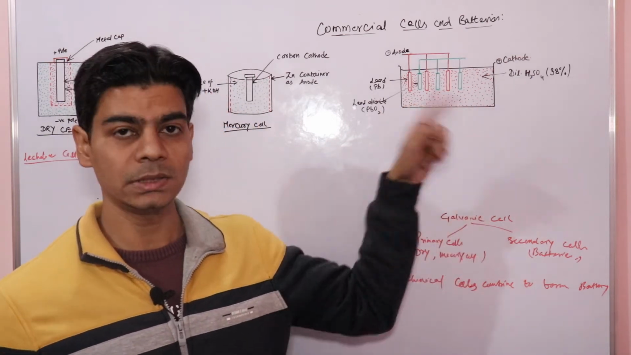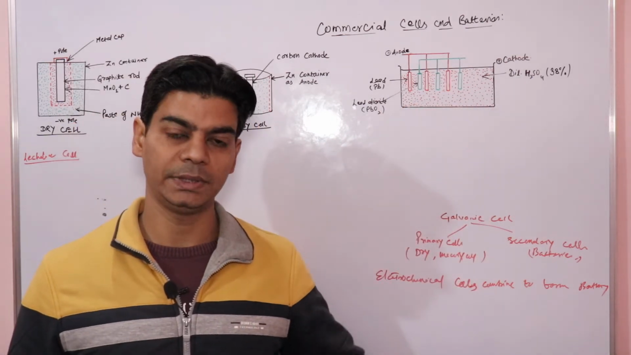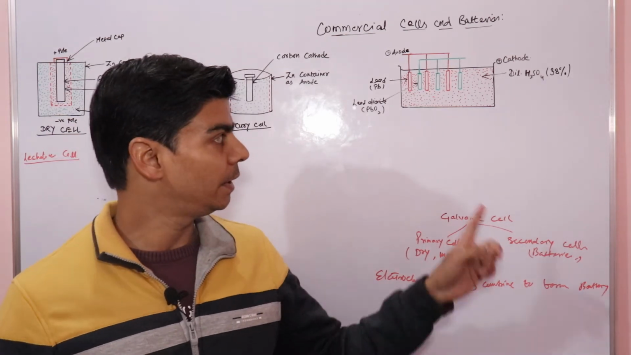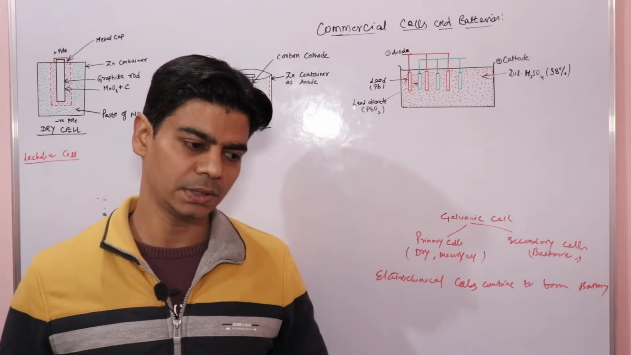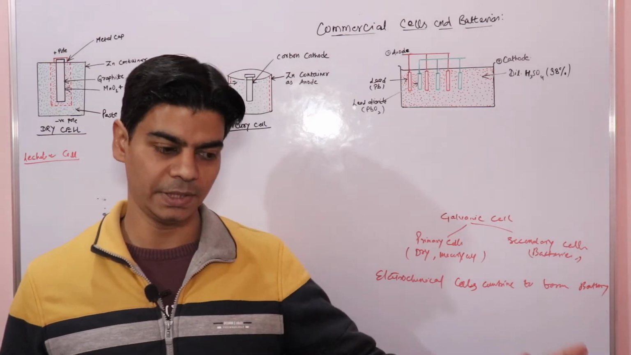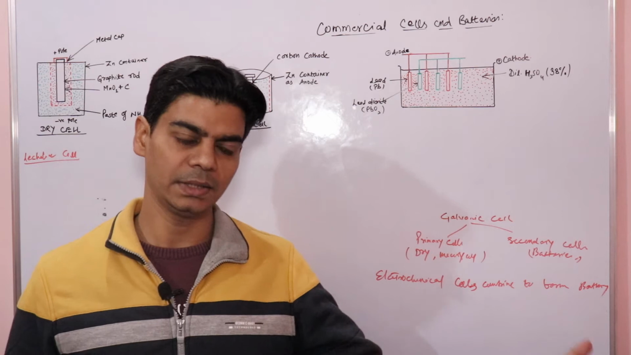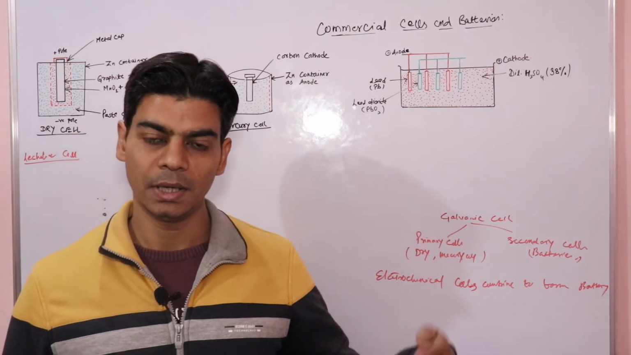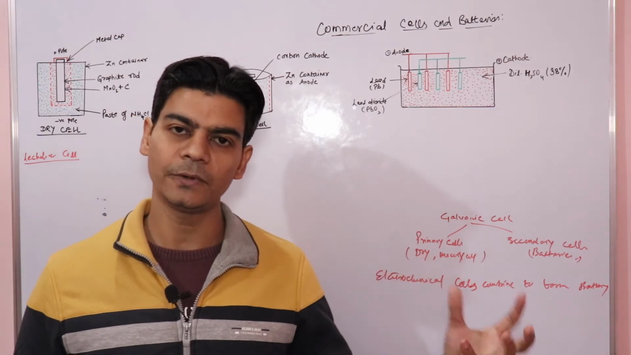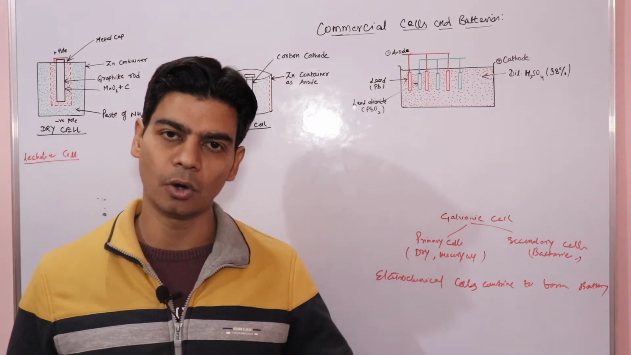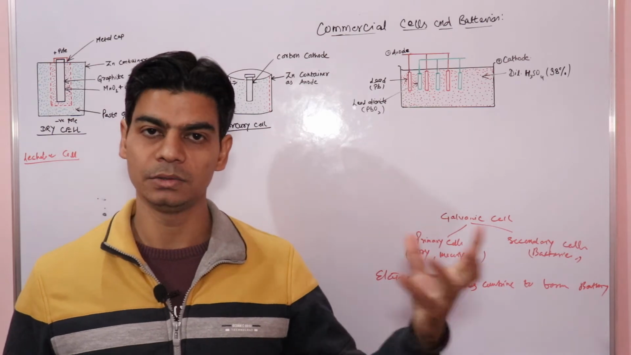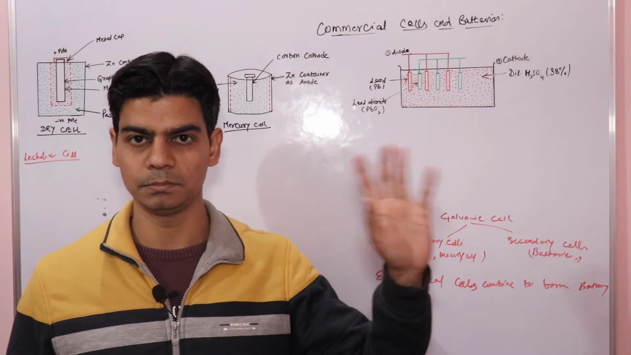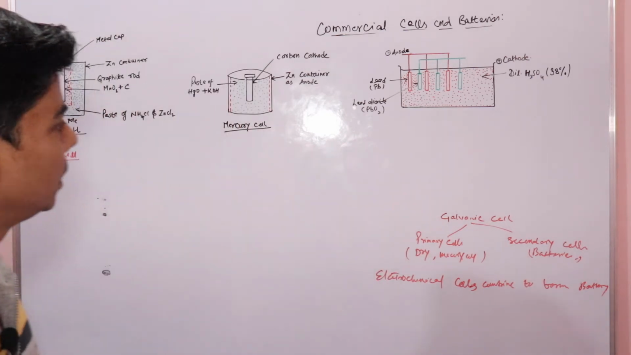And in the case of batteries, we know that batteries get discharged and they can be recharged. So for these batteries, we will understand the chemical reactions that take place while the battery is working, and the chemical reactions that take place when you recharge the battery. Just take notice of what products are formed during the working of the battery that make it get discharged.